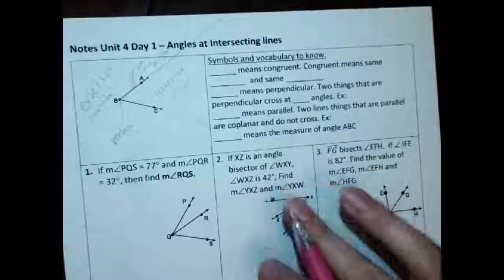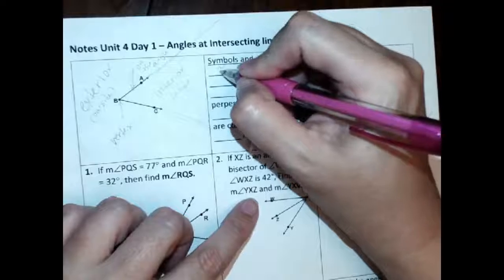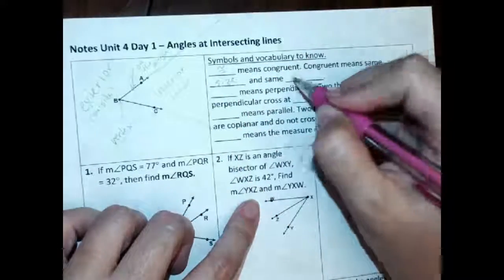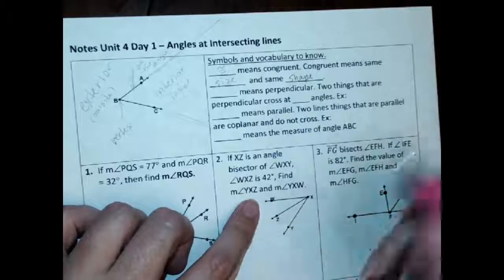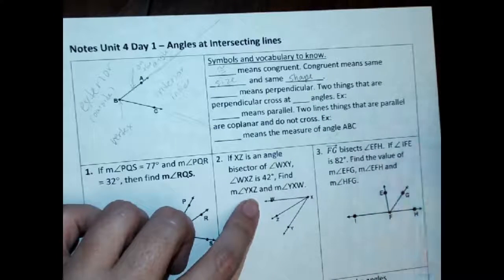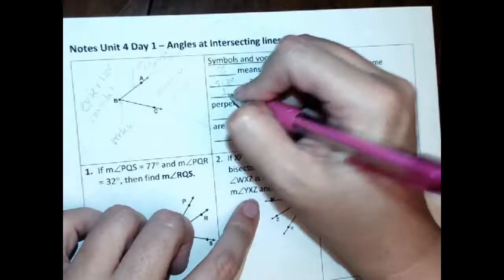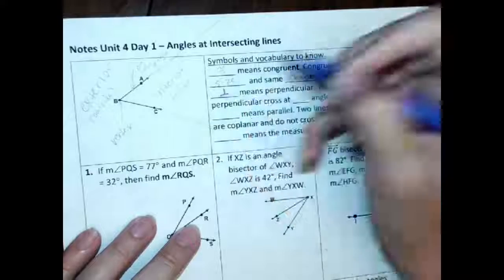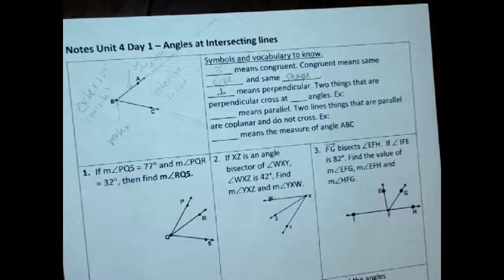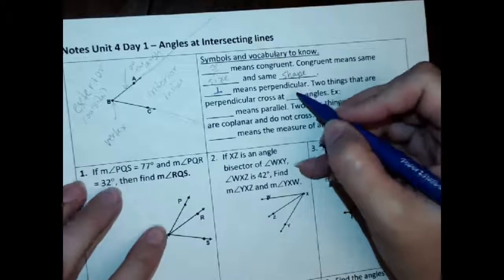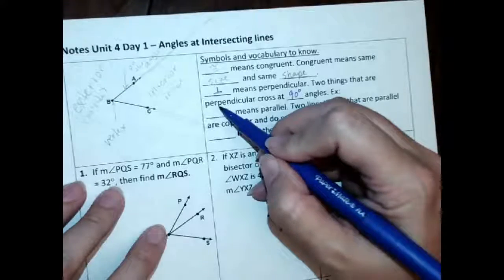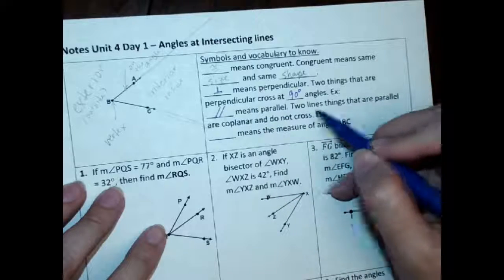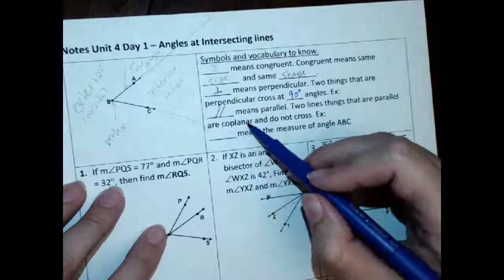Now we're going to talk about some symbols and vocabulary you need to know. We already talked about in the little book that this sign means congruent, and congruent means same size and same shape. We've already talked about that before this year. And now we're going to do two new ones that you probably should know from algebra, but if not, we're going to review them. This symbol here, which is an upside down capital T, means perpendicular. I think it might be hard to see my pencil there, so I'm going to go over it with a pen. That symbol, it's an upside down capital T, it means perpendicular. And two things that are perpendicular cross at 90-degree angles. If I want to say parallel, I use two slanted lines that are parallel to each other. That means parallel. And two lines that are parallel are coplanar and do not cross.